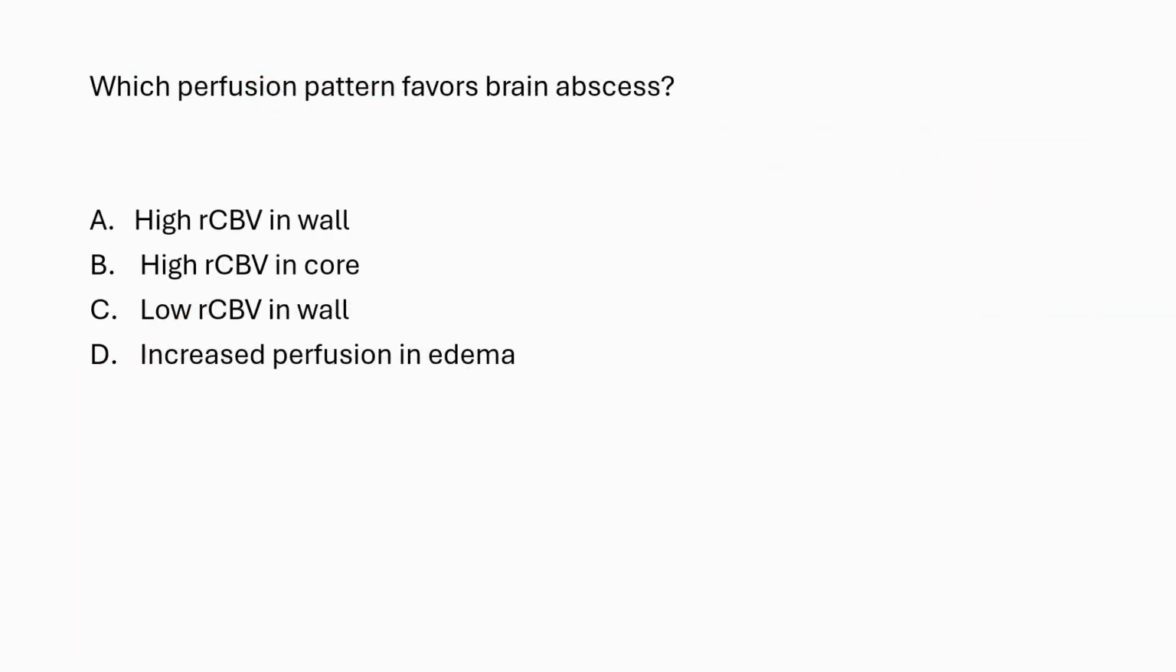Which perfusion pattern favors brain abscess? This is about the blood flow in brain abscess. So options are high relative cerebral blood volume in wall, high cerebral blood volume in core low in wall, and increased perfusion in edema. As there is no angiogenesis in abscess, there is a low relative cerebral blood volume in the wall of the abscess.